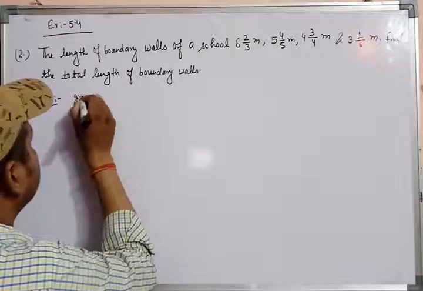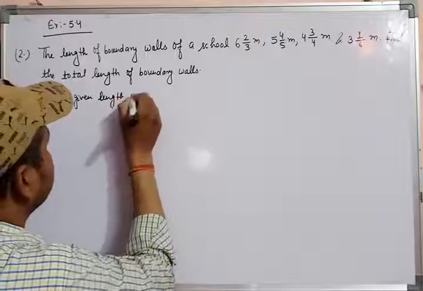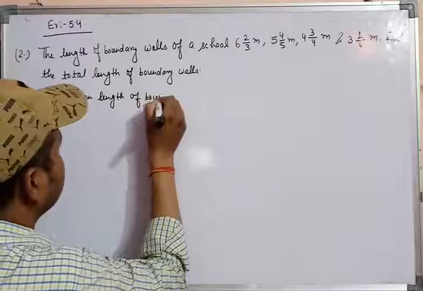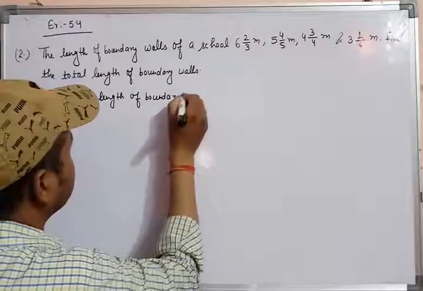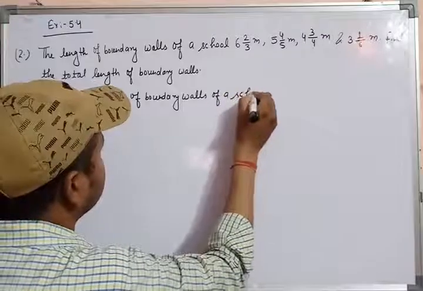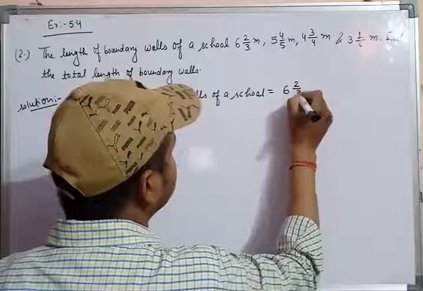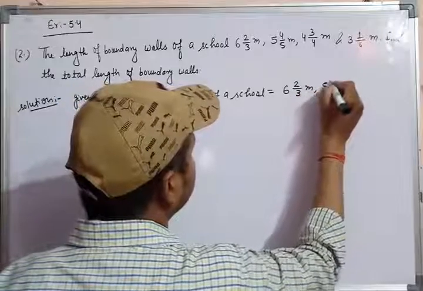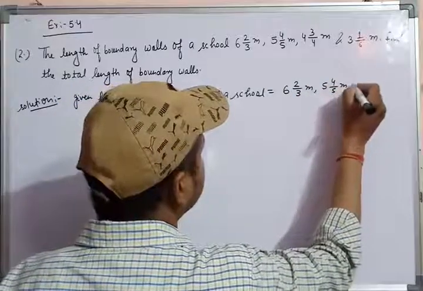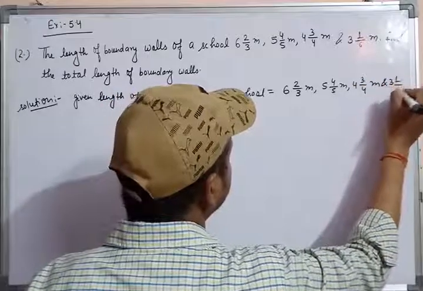Given: length of boundary walls of a school is equal to 6 and 2/3 meters, 5 and 4/5 meters, 4 and 3/4 meters and 3 and 1/6 meters.